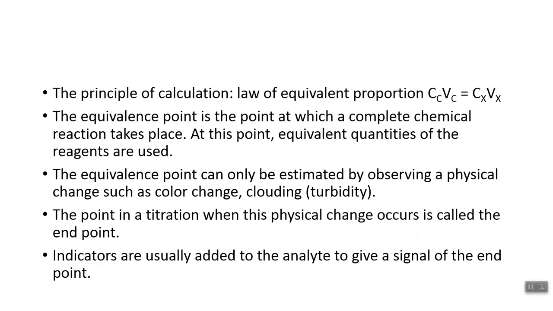However, the equivalence point can only be estimated by observing a physical change, such as a color change or clouding or turbidity of the solution. The point of titration when this physical change occurs equals the endpoint. Indicators are usually added to the analyte to give a signal of the endpoint.